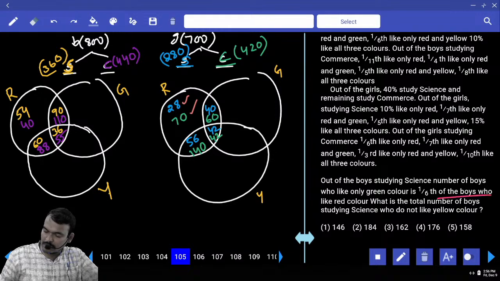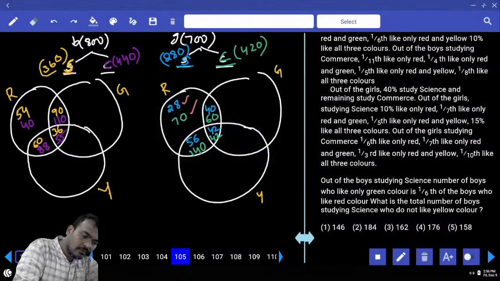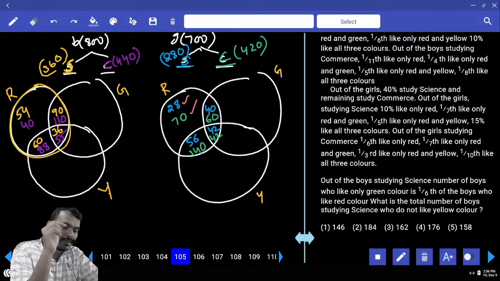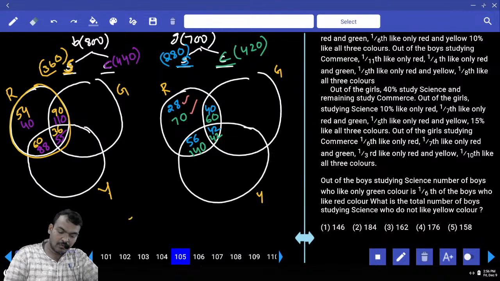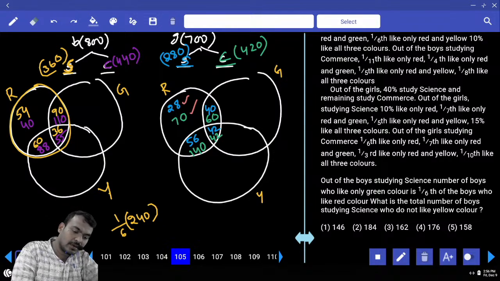One-sixth of the boys who like red color. Total red value, means this total red value or not? 54 plus 90, 144 plus 60. 144 plus 36, 180. 180 plus 60, 240. Out of 240, how much fraction? 1/6. What is 1/6 of 240? 40. That 40 is which one? Green color value or not?